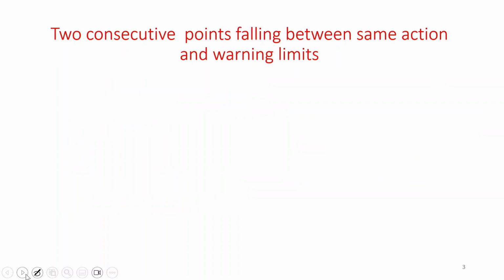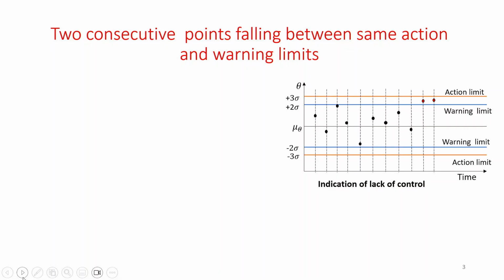Now comes 2 consecutive points falling between same action and warning limit. If such thing happens, then what would be our interpretation? Now let us see this particular graph now, where we find 2 points are lying between warning and action limit. Rest of the points are working fine. They are in between the warning limits. Now on this 10th and 11th day, I find that 2 points are going beyond warning limit, but they're below action limit.